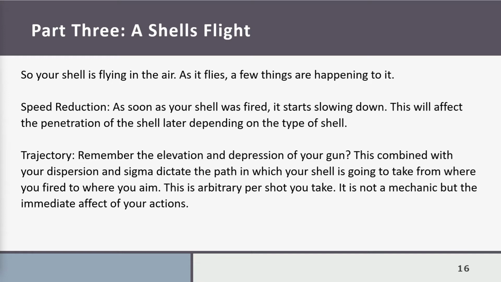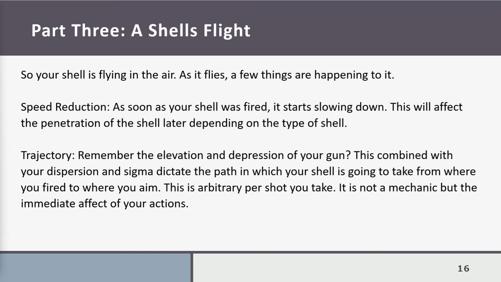And then trajectory. Trajectory is the elevation and depression of your gun combined with the dispersion and the sigma, which dictate the path that your shell is going to take from where it's fired to the point at which you aimed. This is arbitrary and it's not really a mechanic. This is just the immediate effect of your actions and what you did.